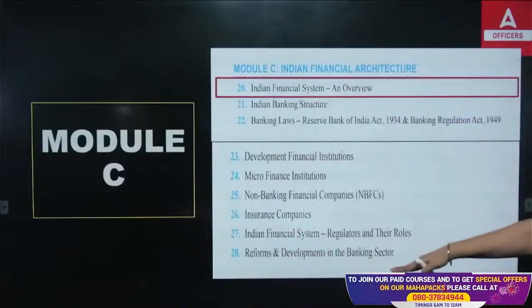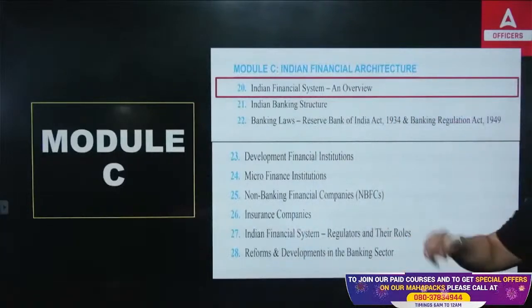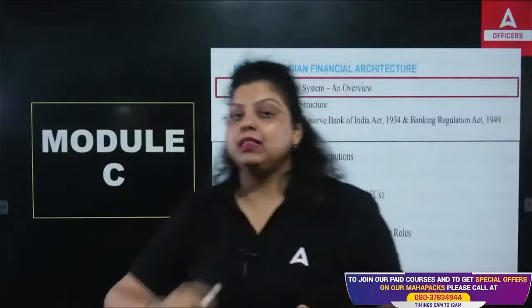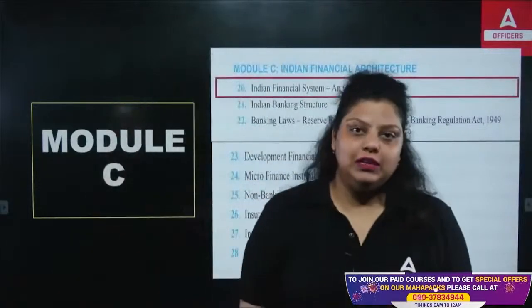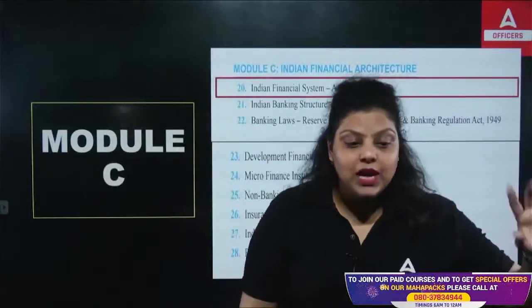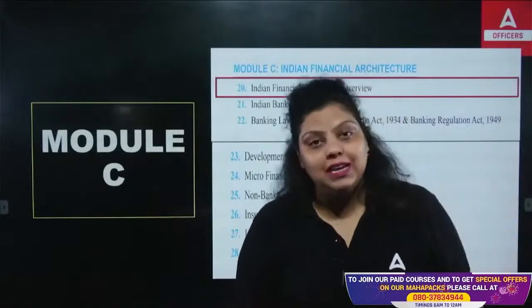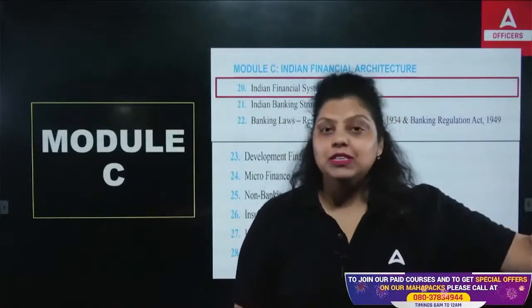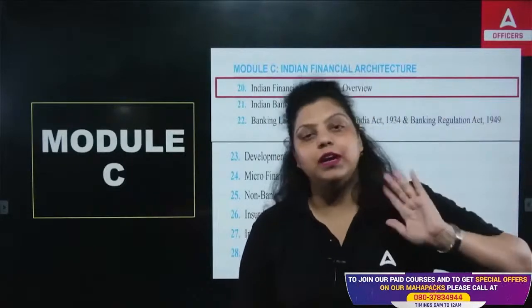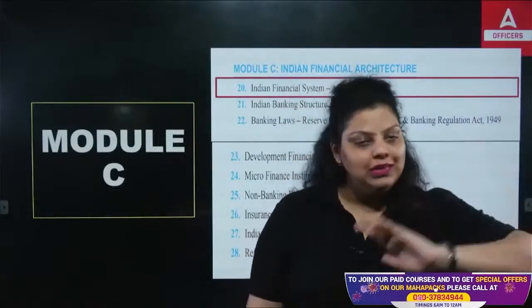So 20 to 28 you will find in module C. After that, 29 to 45 you will find in module D. That's the biggest module of Indian economy, Indian financial system. So we have completed two modules. If you haven't checked those sessions, do go to the channel, go to the playlist, and you will find all the sessions from first till now.